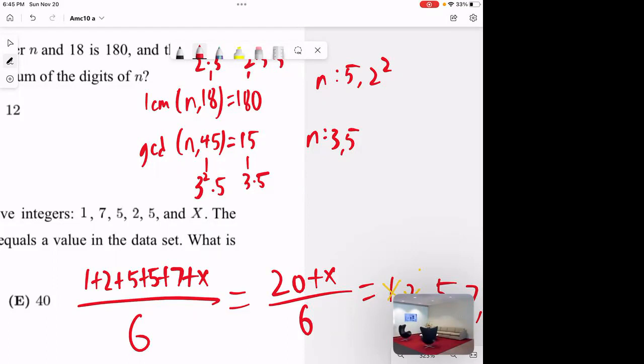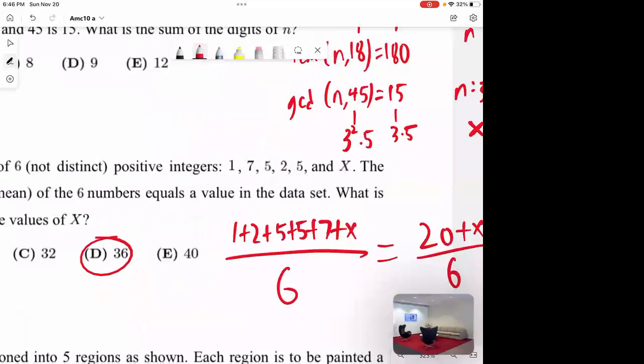So hopefully you can see why n cannot have 3 squared, because if n does contain a 3 squared, then the GCD, as n and 45 are both divisible by 9, would also multiply by 3. But we don't see that, so we know that n does not have a 3 squared. Therefore, n must have exactly a 3, a 5, and a 2 squared. So 3 times 5 times 2 squared equals 60, giving us our answer, 6.